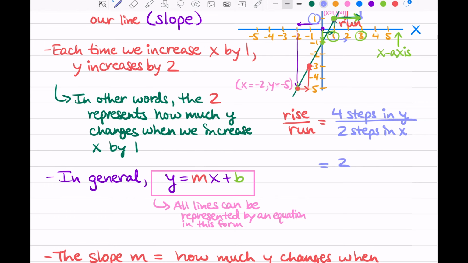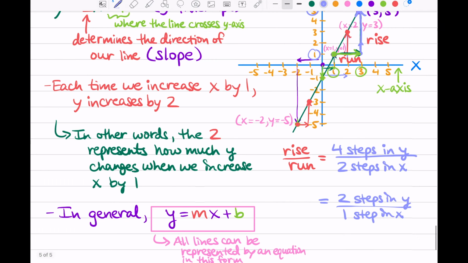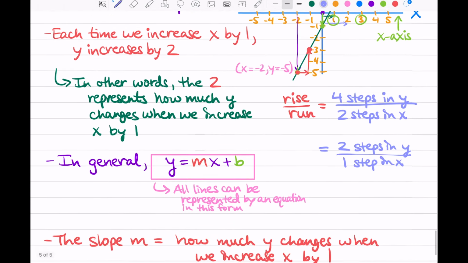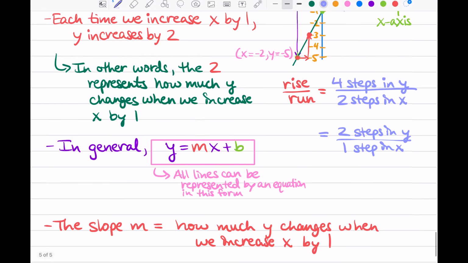In other words, 2 steps in y for every 1 step in x. That's what it means when we're doing 4 divided by 2. We're bringing it to a per step in x kind of measurement. So we're saying 2 steps in y for every step in x. So instead of thinking 4 steps in y for every 2 steps, doing this division just breaks it down into a per step measurement. Okay? Rewind that if that was a little too much at once.